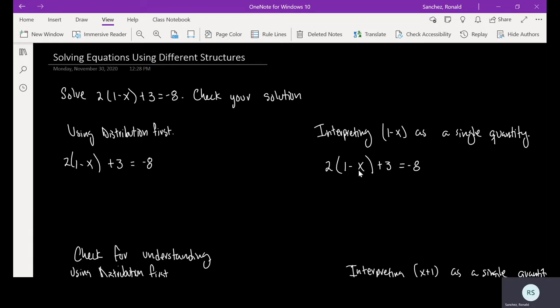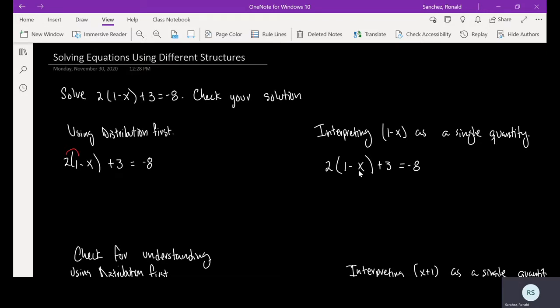Now here we're going to be solving this equation: 2 times (1 minus x), plus 3 is equal to -8. And we're going to be finding our solution. So let's see how we can do it both ways. I'm going to use two different strategies in order to solve this. First, let's use distribution.